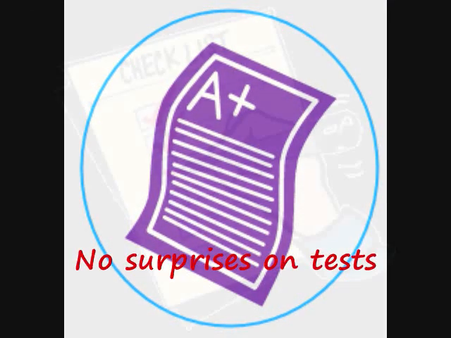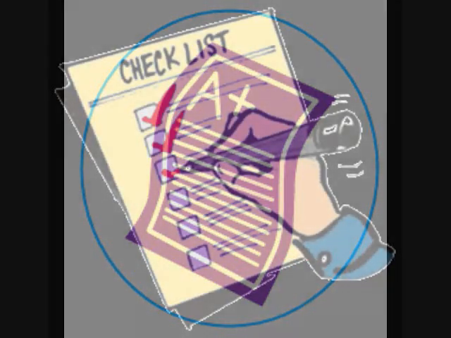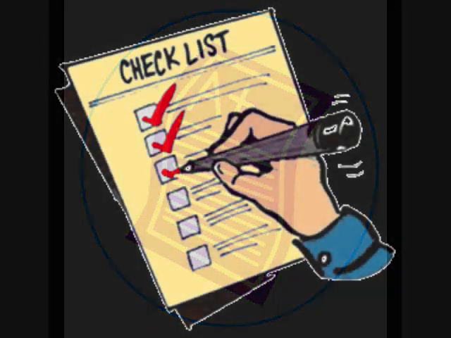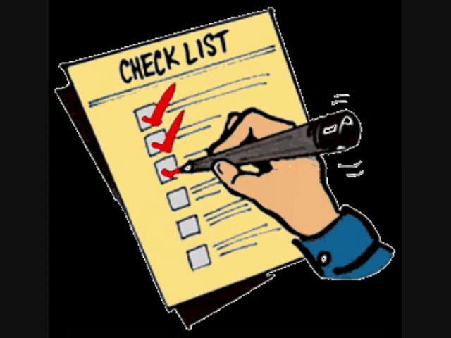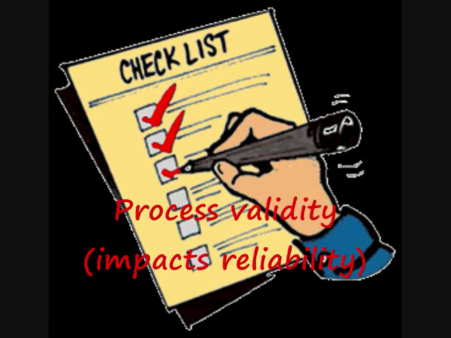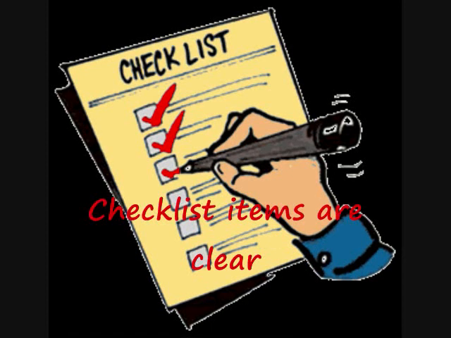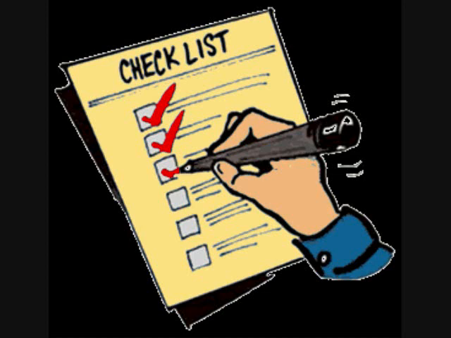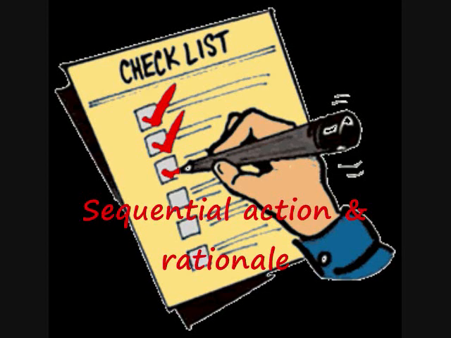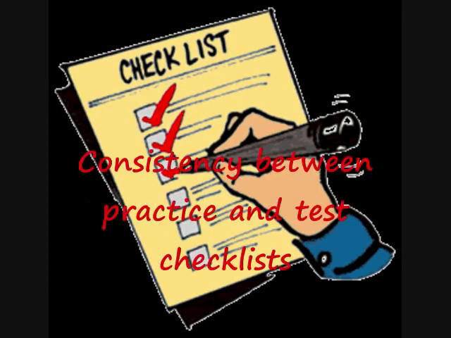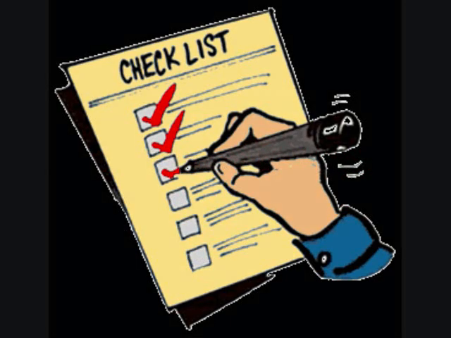Finally, the checkout test that they have later is exactly the same as the process that they go through during scenario practice with each other. So the anxiety levels should be low. The process validity, which also impacts reliability, is maintained in that the checklist items are practical and clear. There's no ambiguity. Each item describes clearly the action to be taken and the rationale for each action. They're arranged in sequential order, and the same checklist used in skill testing and in the clinical setting is what is used to practice with the strategy in the lab.